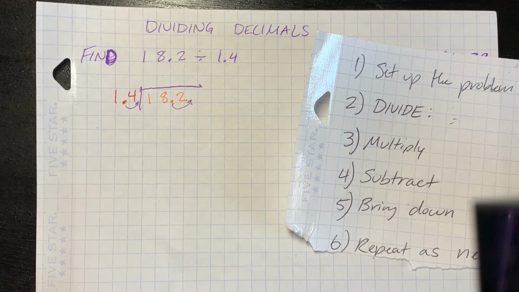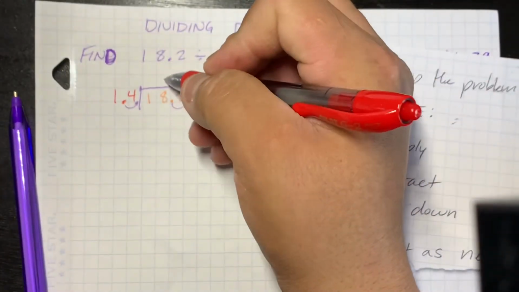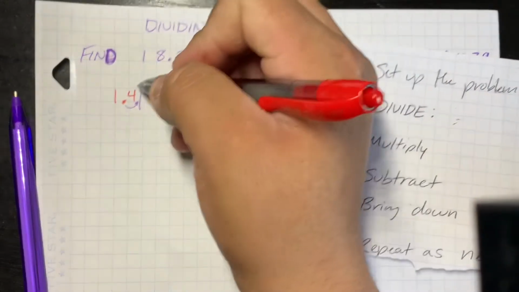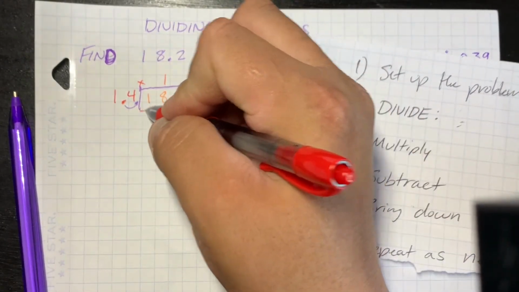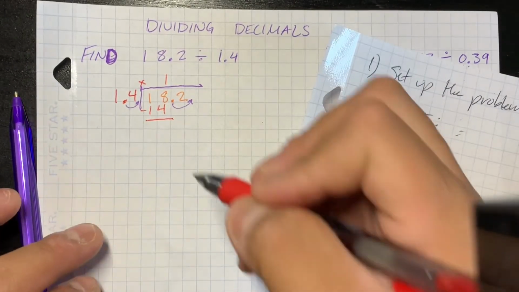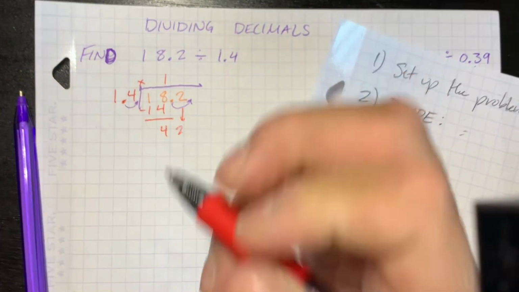All right, so let's solve this. 14 can go into 18 one time. 14 times 1 is going to be 14. 18 take away 14 is 4. Bring down your 2.